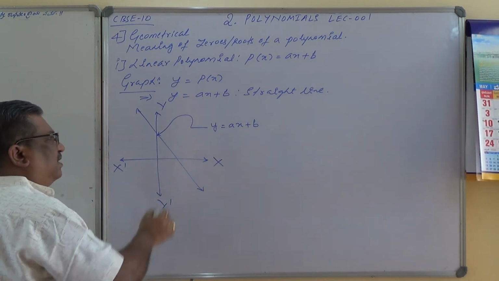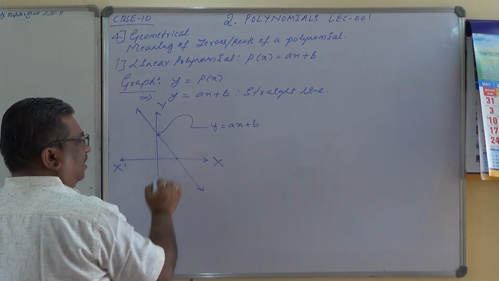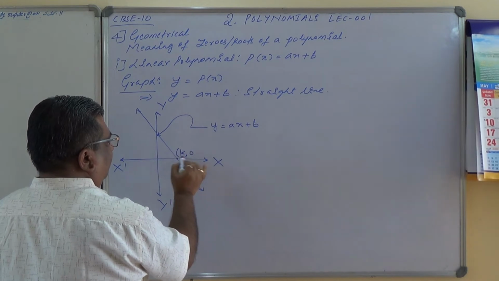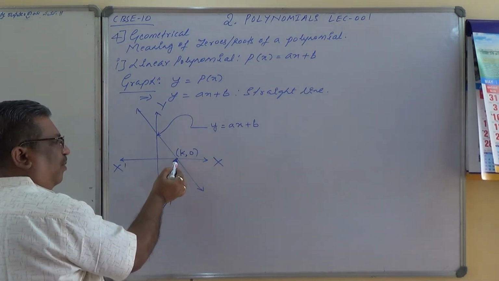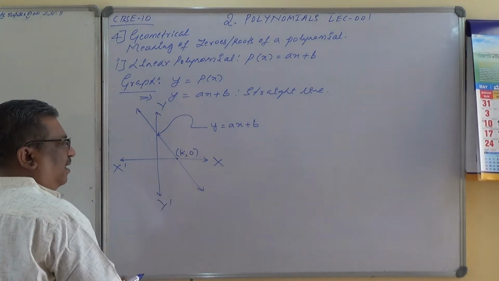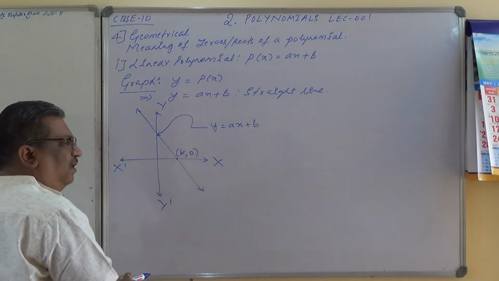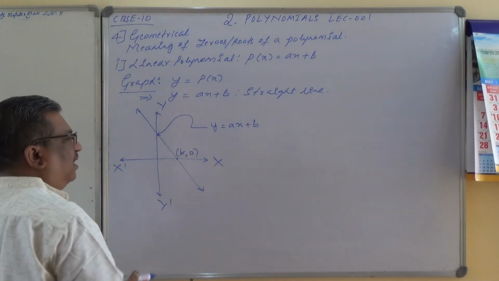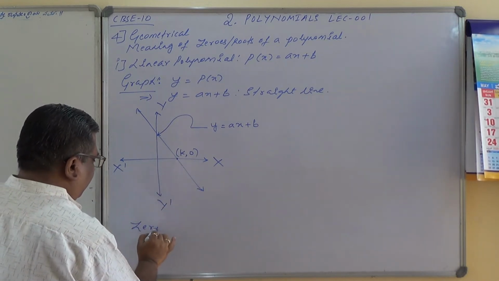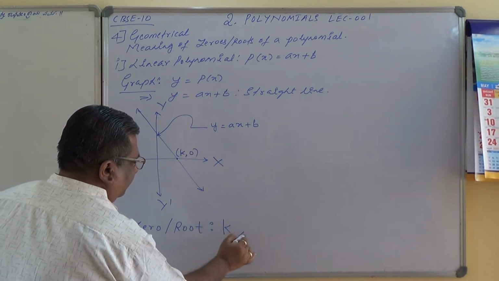The point of intersection of the straight line with x-axis lies here, isn't it? Suppose the value of this is k comma 0. What are the coordinates of this point? K comma 0. X coordinate is k and y coordinate is 0 here, and therefore the root is the x coordinate of the point of intersection of the graph with x-axis. Therefore here the zero, or the root, is k here. Is it very clear?